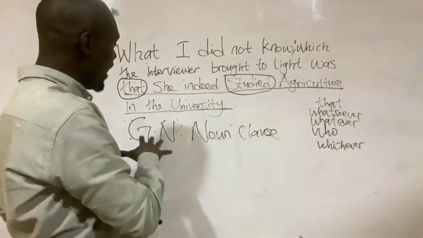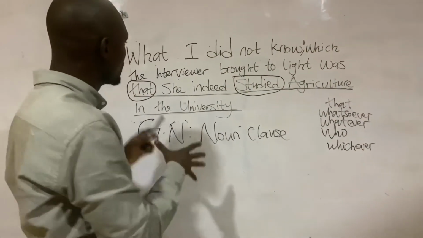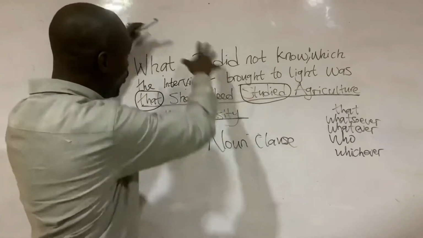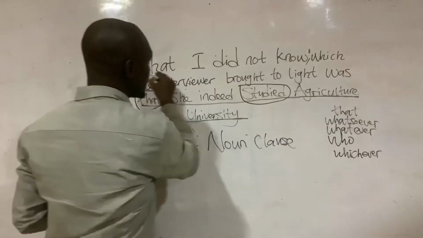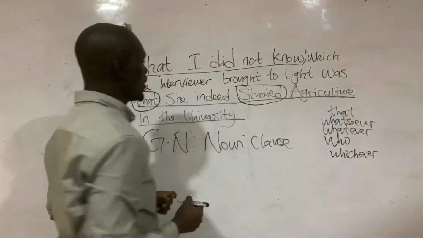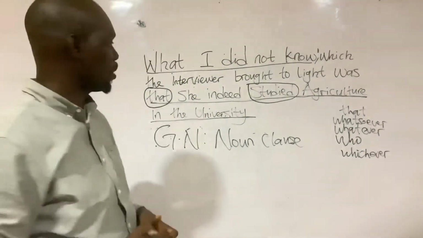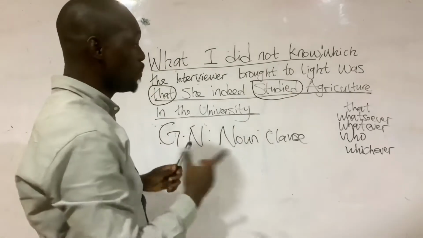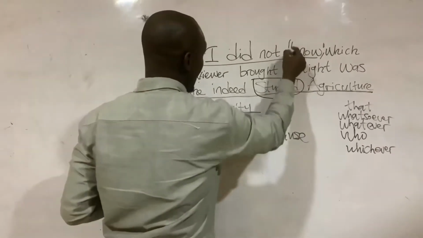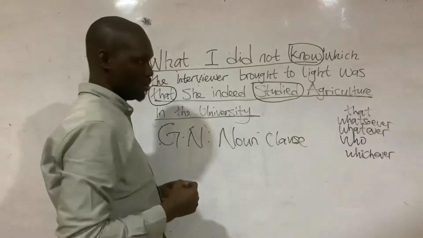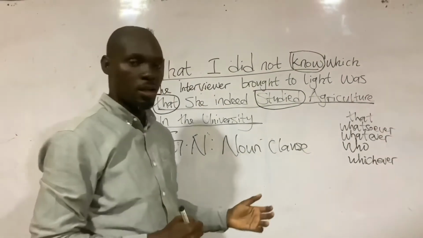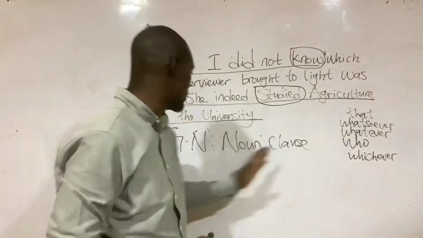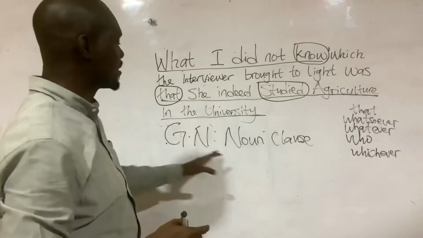So also identify other examples of noun clause. We have another noun clause in the whole sentence, and this is another noun clause because it starts with what I didn't know. And apart from that, it also has a finite verb. So when you see a clause introduced by any of these, you know that it's a what?